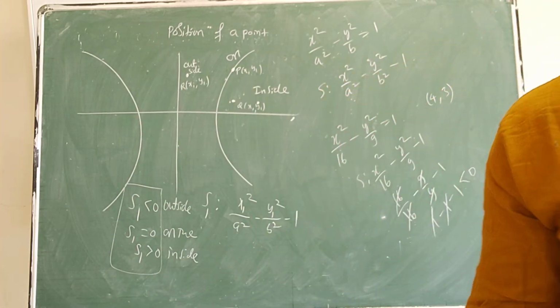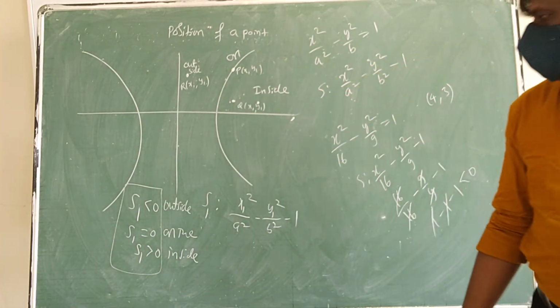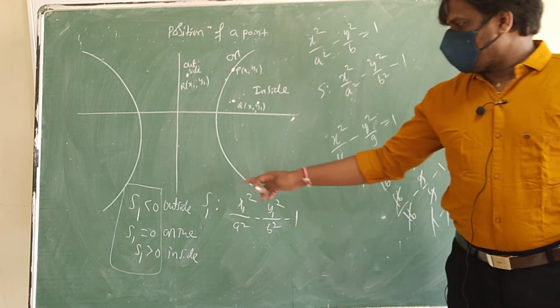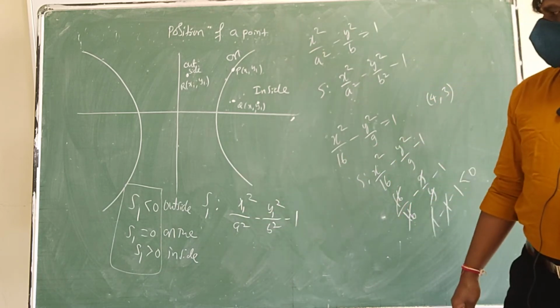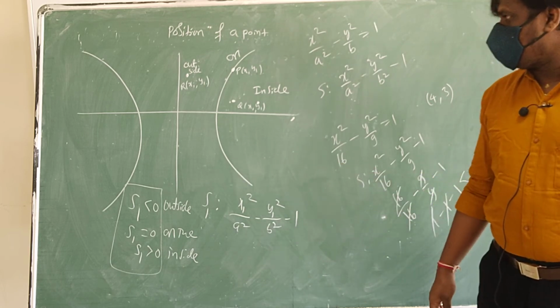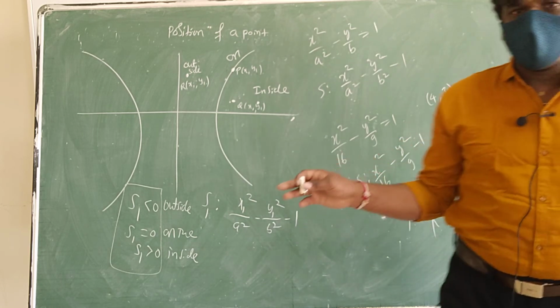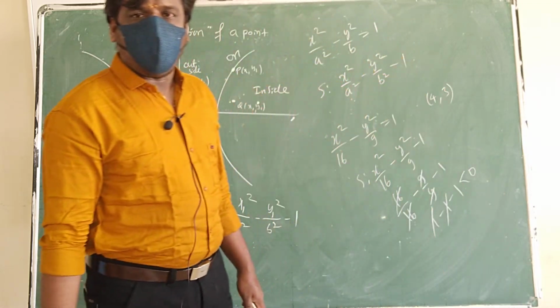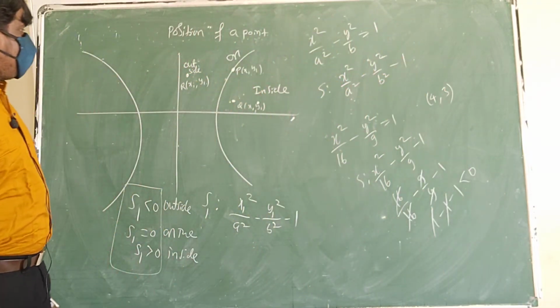So I explained everything, right? So what I want to say, if S1 is less than 0 outside, S1 equal to 0 on, S1 greater than 0 inside. I think whatever I taught is not recorded. Okay, I will repeat again.